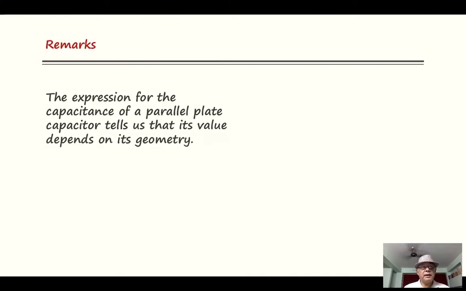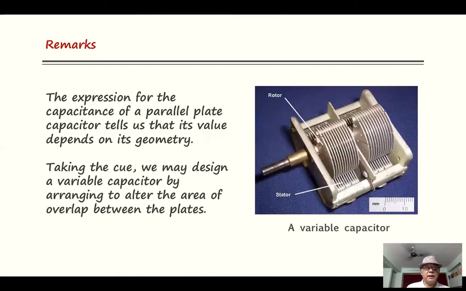Remarks. The expression for the capacitance of a parallel plate capacitor tells us that its value depends on its geometry. Accordingly, we may design a variable capacitor by arranging to alter the area of overlap between the plates. This is a photograph of a variable capacitor.